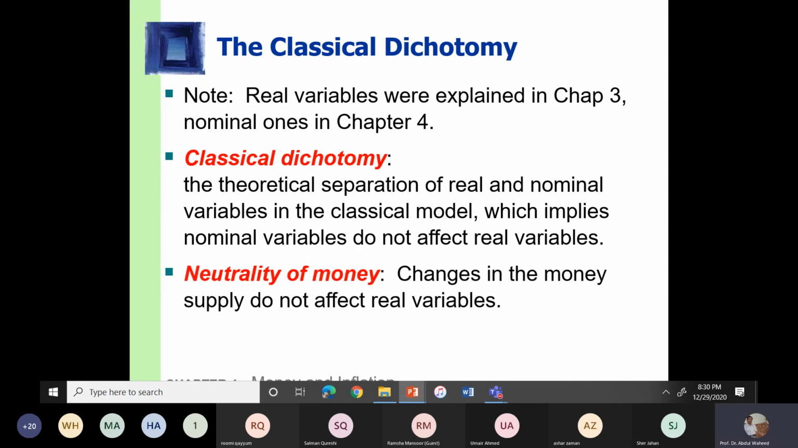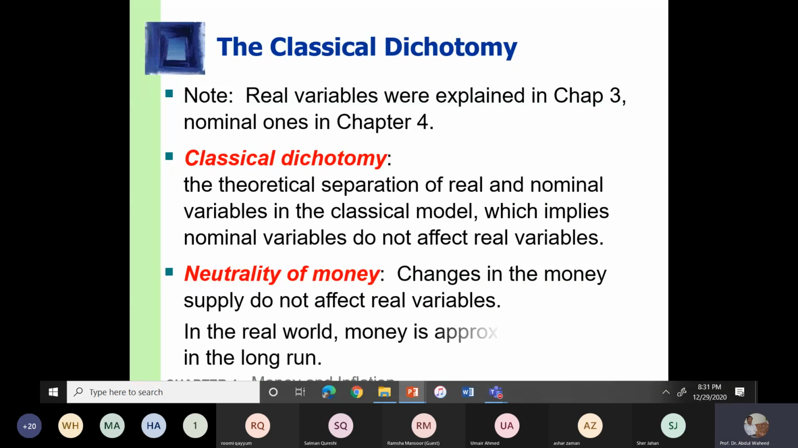And there is a neutrality of money. Changes in money supply do not affect real variables. So if you increase money supply, then real output will not increase according to the classical model, because they said that real output will increase if there is an increase in labor force, an increase in capital stock, or improvement in technology. So if we are increasing money supply, real output will not increase in the long run. Only the inflation rate will increase. Prices will increase. So in the real world, money is approximately neutral in the long run.